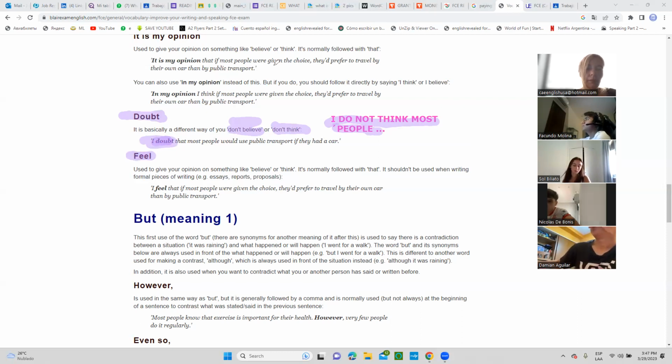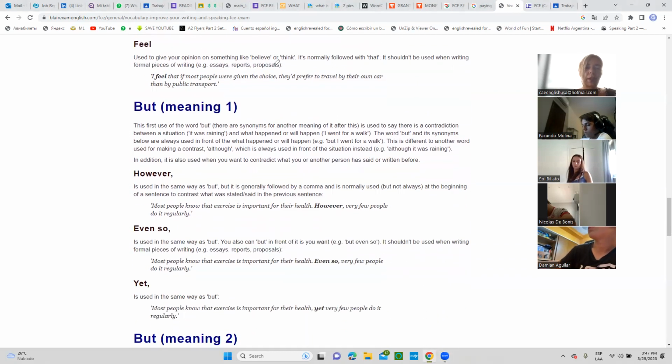Feel. You can use feel to give your opinion on something, like believe or think. It is normally followed with that. It shouldn't be used when writing formal pieces of writing, so not for essays or reports, but yes, for articles or reviews, okay? I feel that if most people were given the choice, they would prefer to travel, okay? All right.